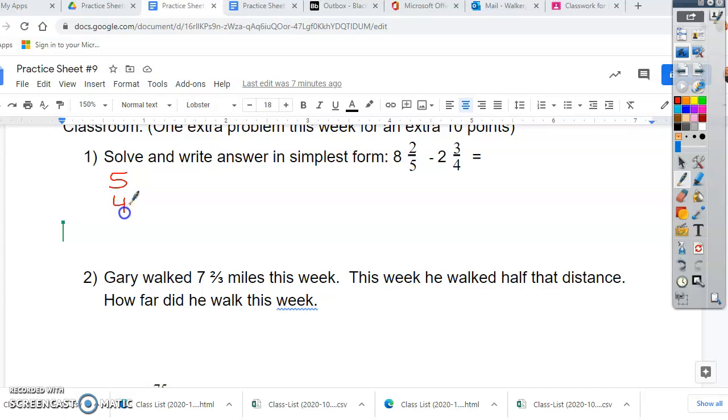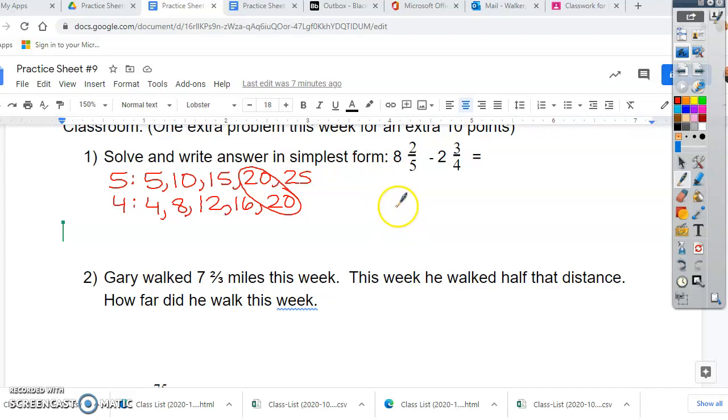So 5, 4. Okay? So if we don't know it, we list it, right? Now, if you already know what the common denominator is, you do not have to list this, okay? 4 plus 4 is 8, plus 4 is 12, plus 4 is 16, plus 4 is 20. I just found it, okay? A lot of you are doing really good on getting those common denominators, okay?